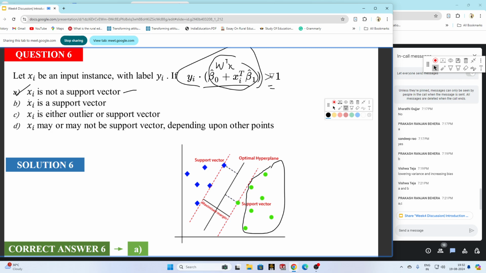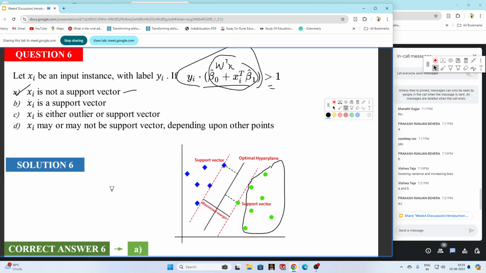And here it was telling a condition when it is greater than 1. Whenever it is greater than 1, then it is discussing about these points and not the support vector, because if it is equal to 1, then it is discussing about the support vector. But as it is greater than 1, it is discussing about all these points that are not support vectors. So option A is your correct answer.